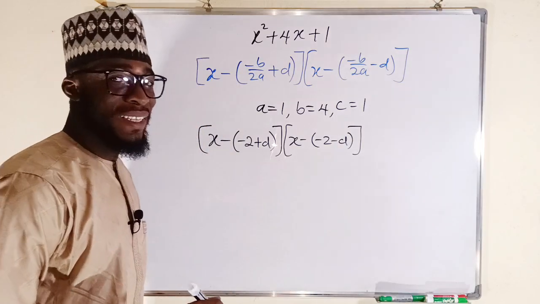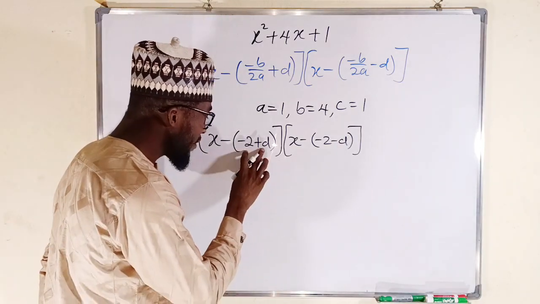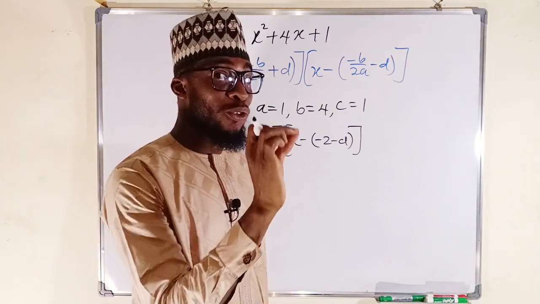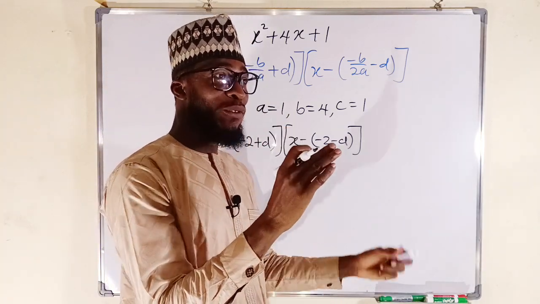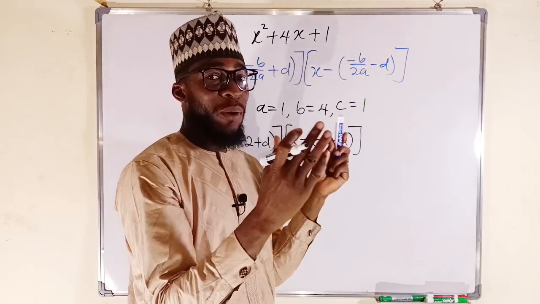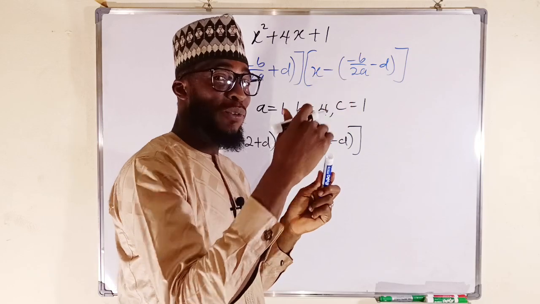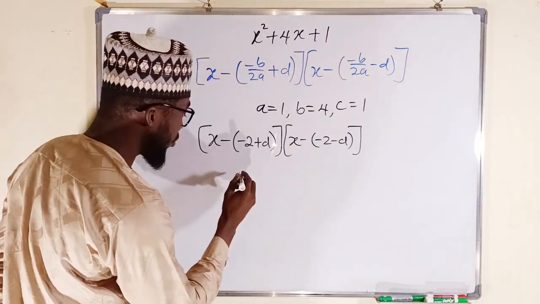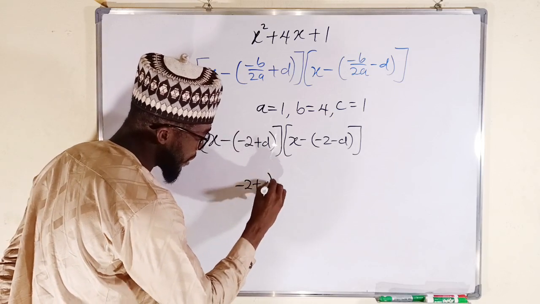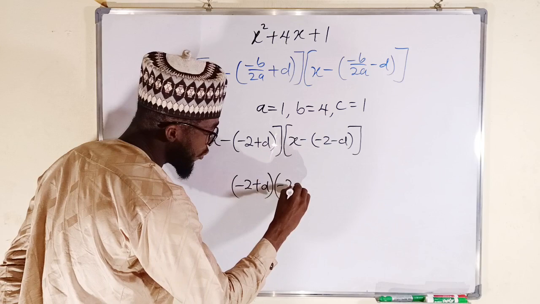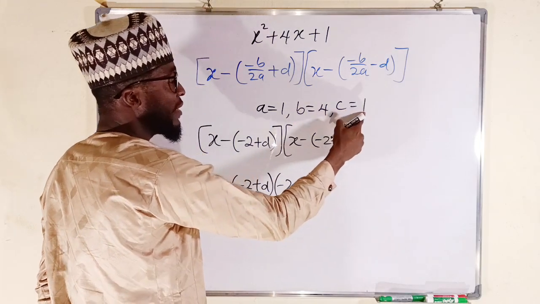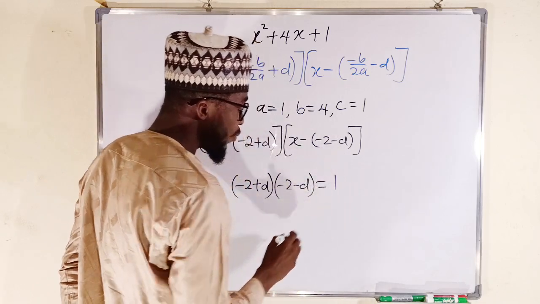But how can we obtain d? If you take this, you multiply by this, it will be equivalent to c divided by a. You know, product of roots. Once you have your 2 roots, if you multiply them together, you have to get c over a. And when you add them together, you have minus b over a, right? So let's multiply them to obtain d. Minus 2 plus d, if you multiply that with minus 2 minus d, this will give us c divided by a. 1 divided by 1 is 1.